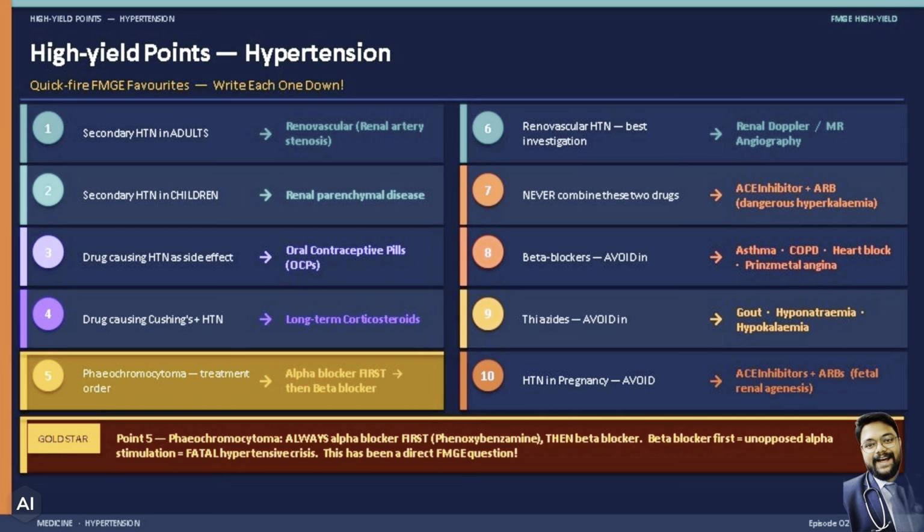Number 10. Hypertension in pregnancy. Avoid ACE inhibitors and ARBs. They are teratogenic, cause fetal renal agenesis. Point number 5 is gold for FMGE.